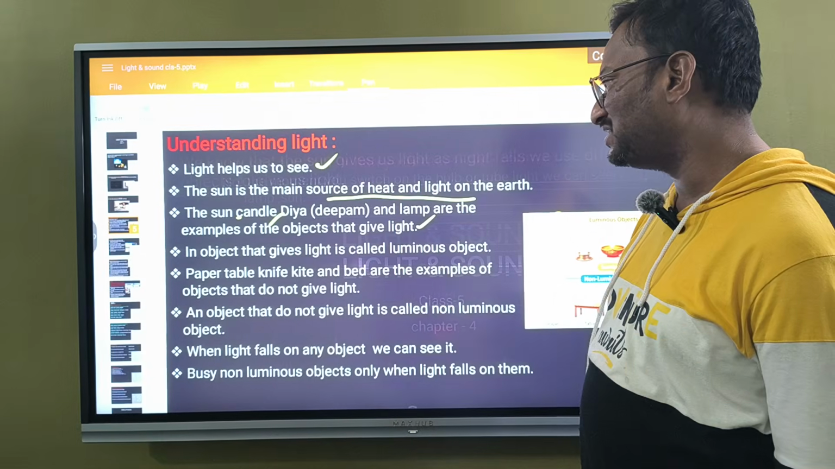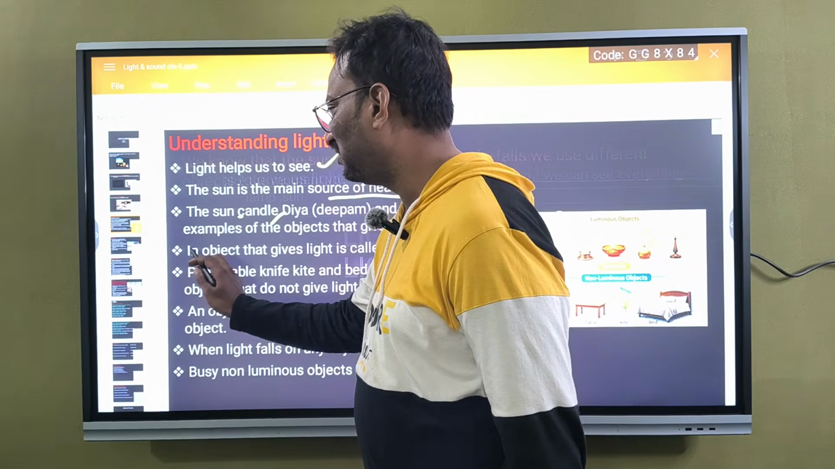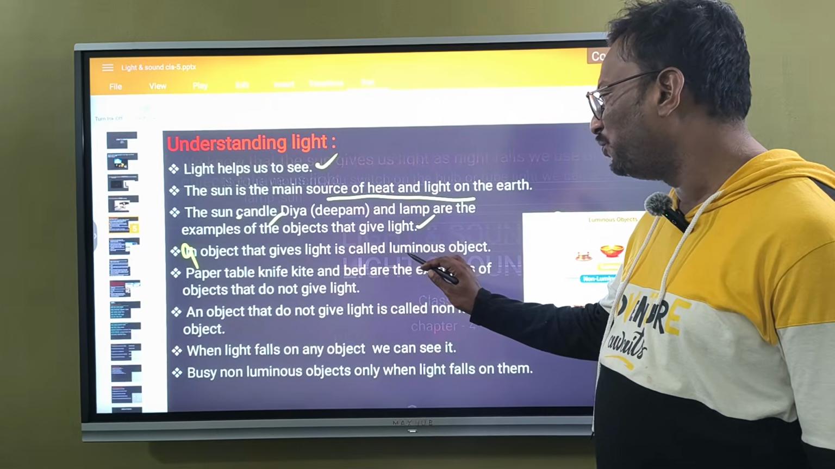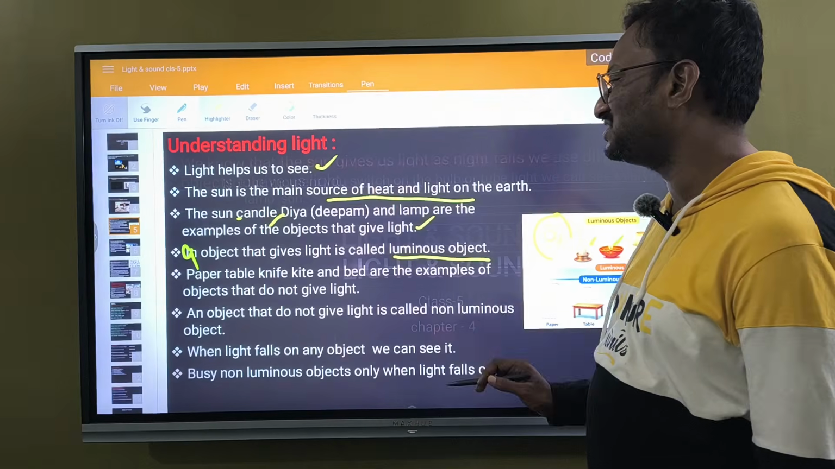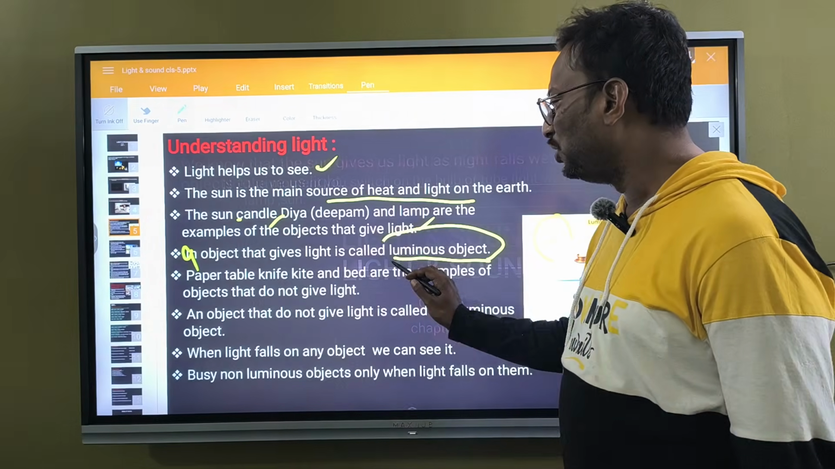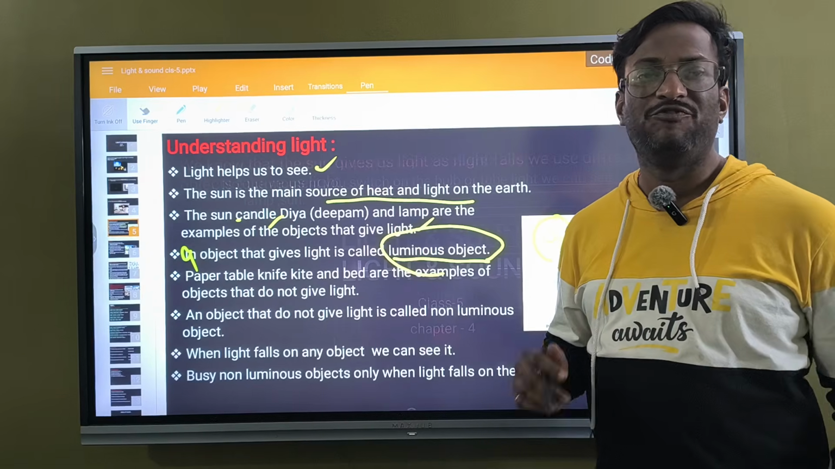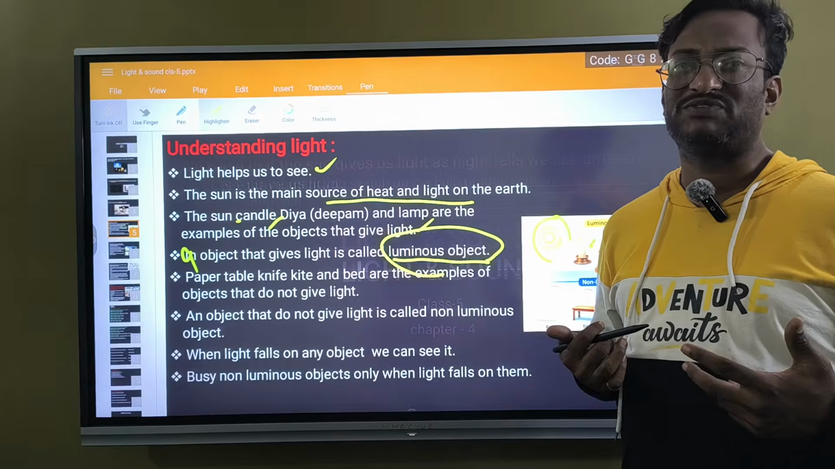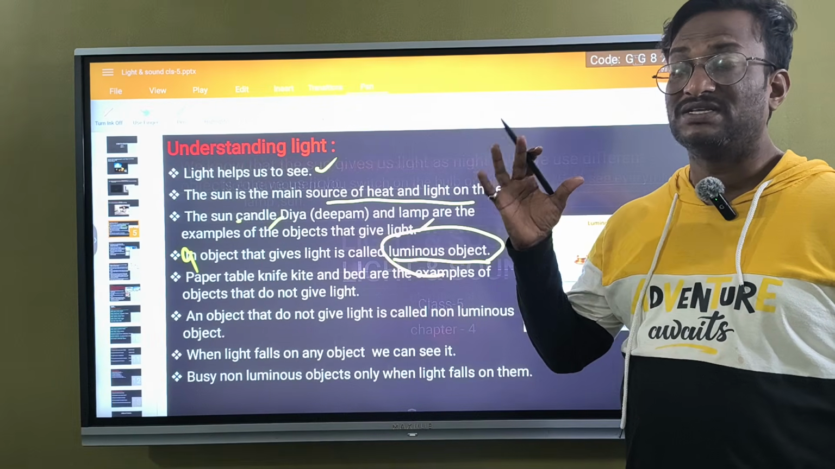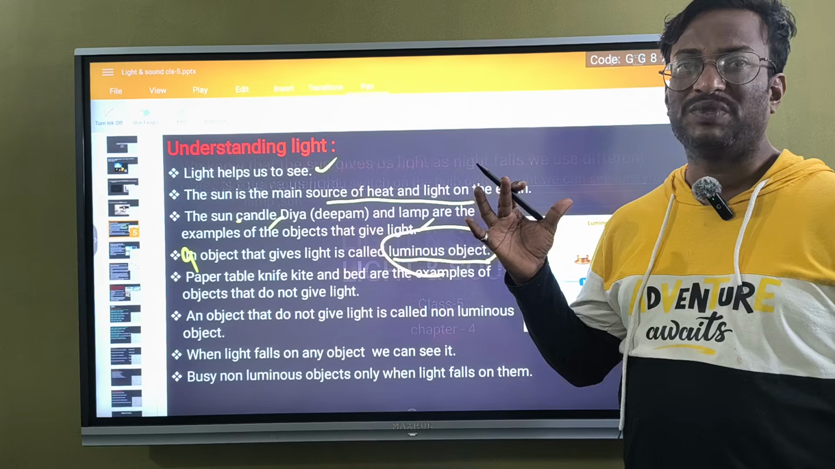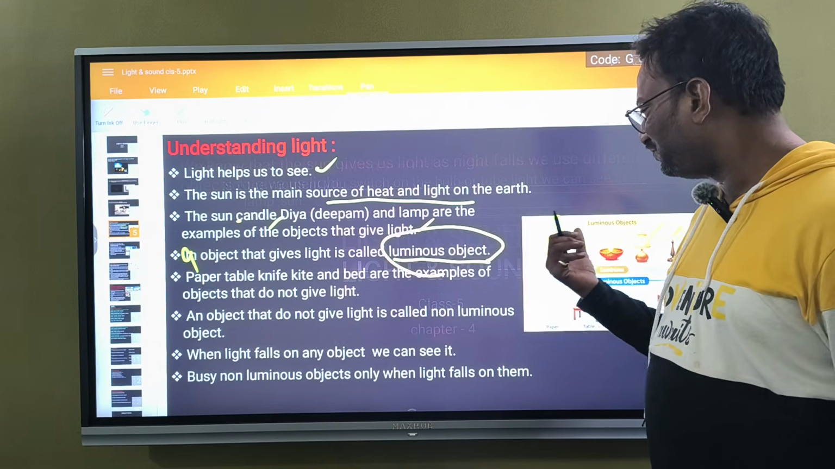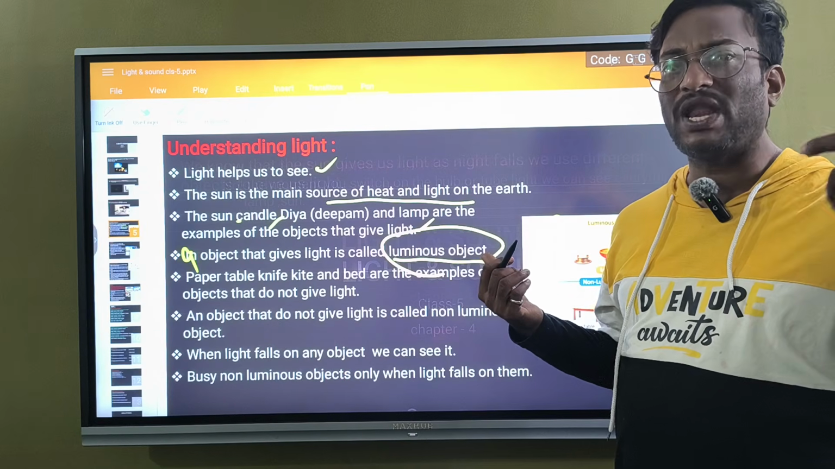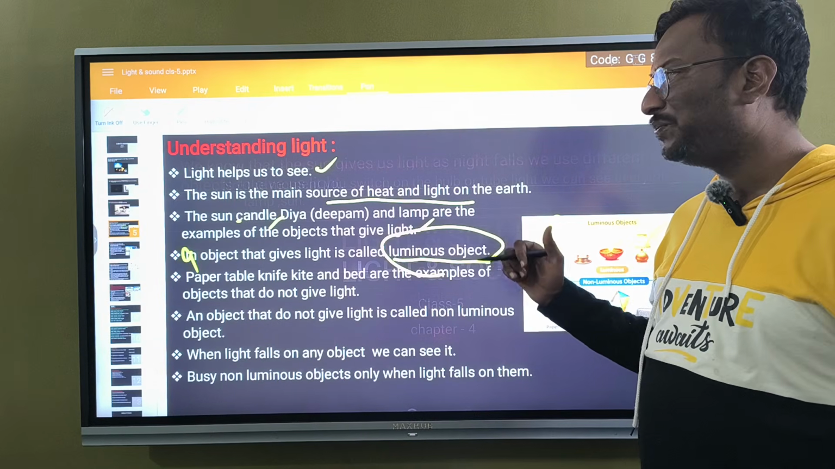An object that gives light is called a luminous object. See here children, this is a new term for you. Luminous means which gives light on its own. For example, a bulb will give you light, the sun will give you light, a candle can give you light. The things which can give you light are known as luminous objects.